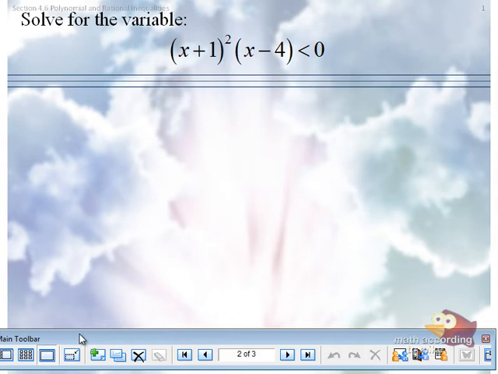Step 1. Write it in standard form and solve the related equation.